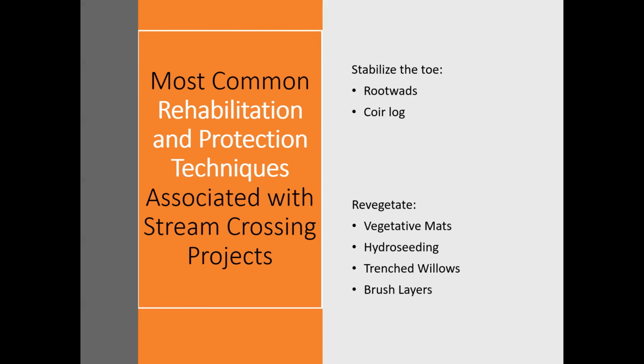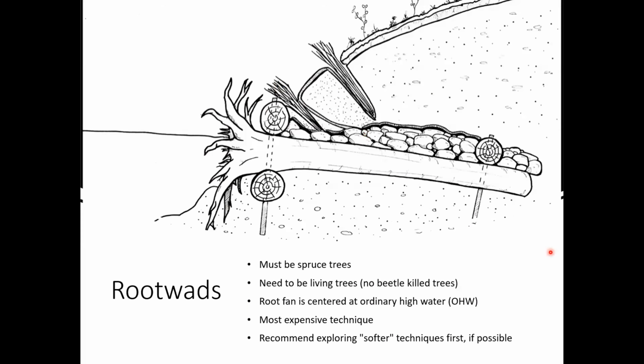So I'm going to go through the different types of streambank stabilizations and revegetation techniques that are most common within fish crossings here. They also work for streambanks. So to stabilize the toe, we'll talk about root wads and coir logs. And then for revegetation, we'll talk about vegetative mats, hydroseeding, trenched willows, and brush layers. So this is an overview.